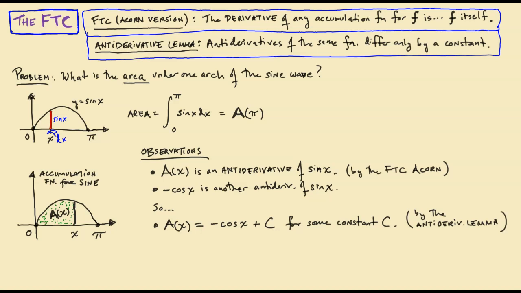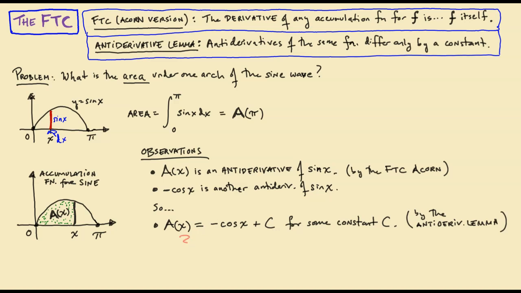Now that is interesting, because now I have an expression for the accumulation function, or part way to an expression for the accumulation function, that doesn't explicitly involve an integral. It's minus cosine x plus some constant. Ooh, if only we knew what that constant was. But how can I find it? How can I find the value of c? Can I do it? Yes, we can.